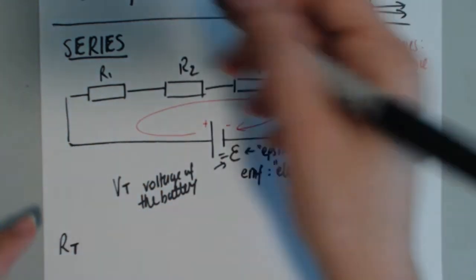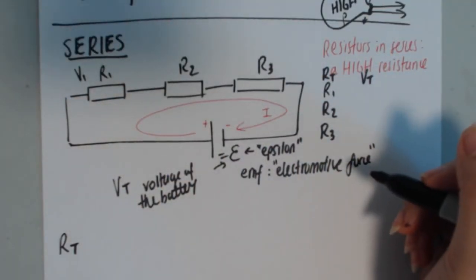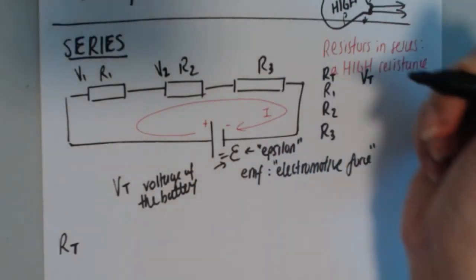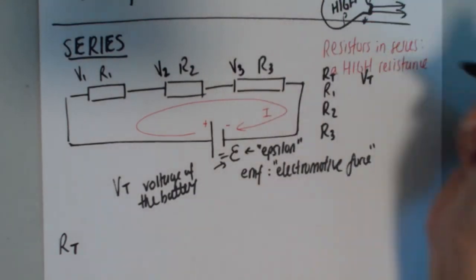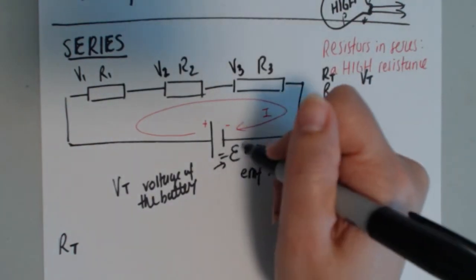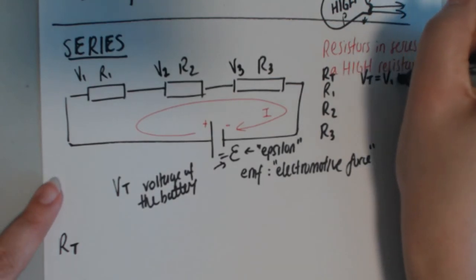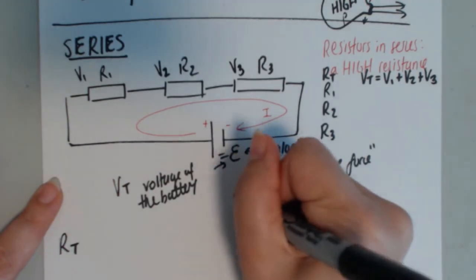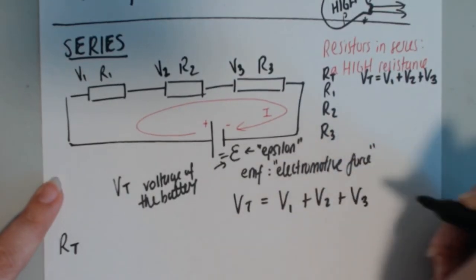That means in resistor 1, you have some kind of a voltage drop, V1. In resistor 2, you have some kind of voltage drop, V2. And in resistor 3, you have some kind of voltage drop, V3. Now, at the source, at the battery, you gain voltage. So V total is equal to V1 plus V2 plus V3. That's important. So for a series circuit, VT equals V1 plus V2 plus V3.